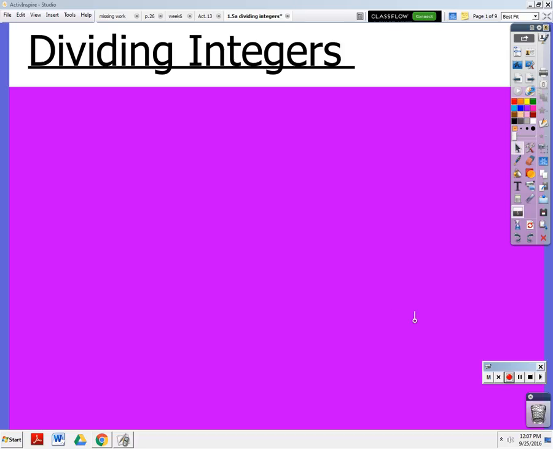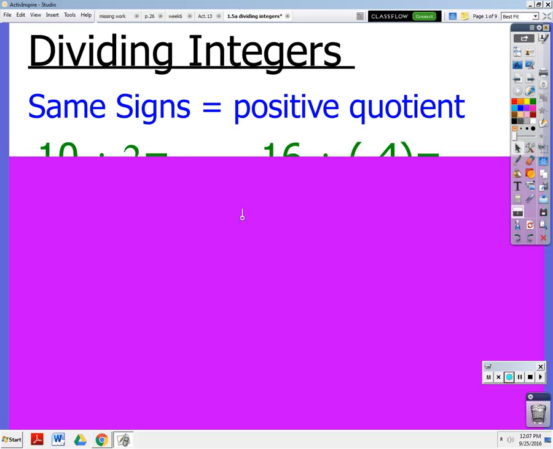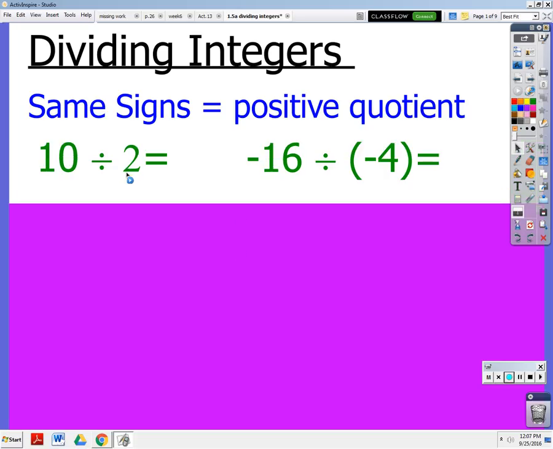Dividing integers. Dividing integers has the same rules as multiplying integers. So when you're dividing with the same signs, your answer or quotient is positive. Here's some examples. 10 divided by 2 is 5. Because I'm dividing with same signs, my answer is positive. Negative 16 divided by negative 4. Because I'm dividing both negative numbers, my answer is positive 4.